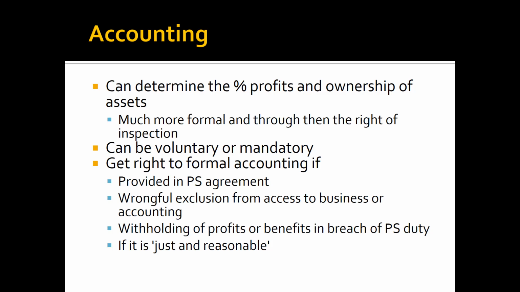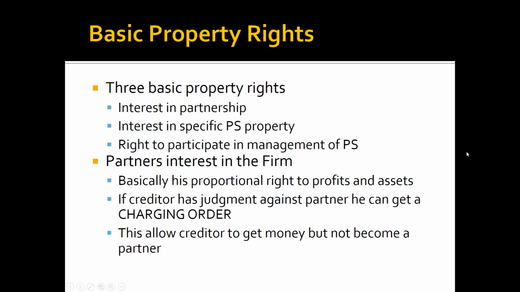You can demand a formal accounting if it's called for in the partnership agreement, which usually is, if there's an option for it. If you've been wrongfully excluded, which usually means you have to go to a court to get it. If there were withholdings in breach of duty, or if it is, quote, "just and reasonable," and that's language from the UPA, the Uniform Partnership Act.